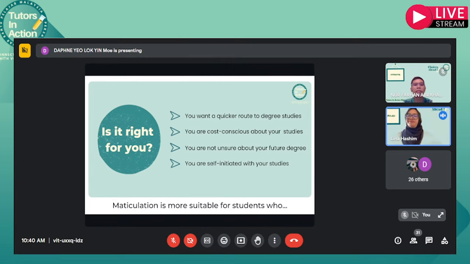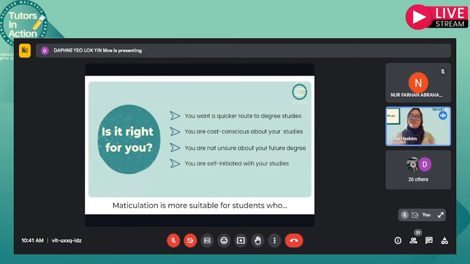And if you are self-initiated with your study, matrix is for you. Because I realized that when I'm in matrix, I cannot really depend 100% on the lecture and also on tutorial class. I have to go and consult my lecturer, I have to ask my friends around, I have to do my own studying. And it's really packed, because at the very same time, you have to cater all the four subjects, and you have to cater the assignments and the projects for other compulsory subjects as well.